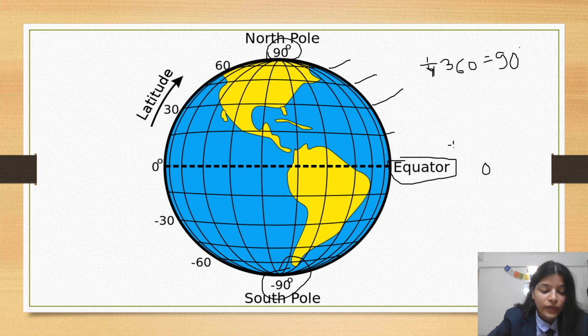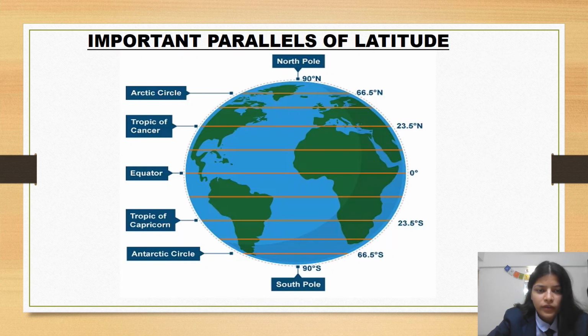And the value of each latitude is followed by either the letter N if it is a north latitude and S if it is a south latitude. Now there are further important parallels of latitude. So we will now discuss the important parallels of latitude. So one we have discussed already is the equator, which divides the earth into two equal halves, and it is measured by 0 degrees.